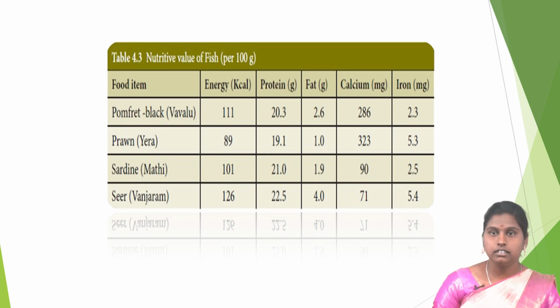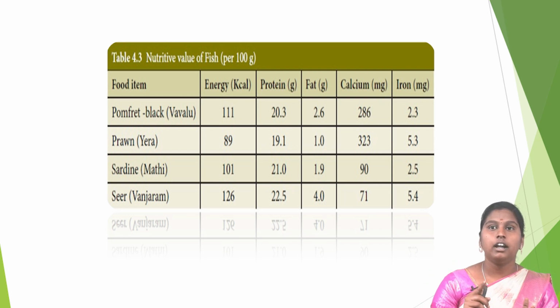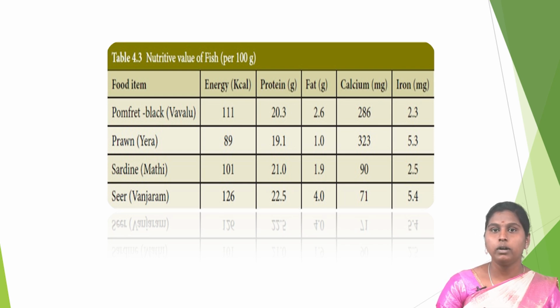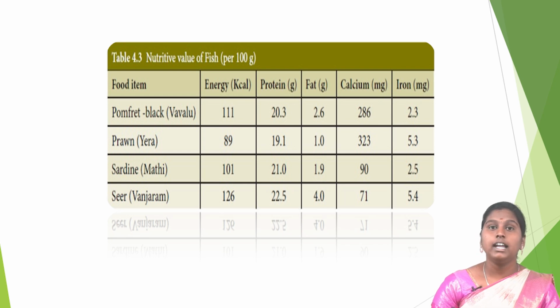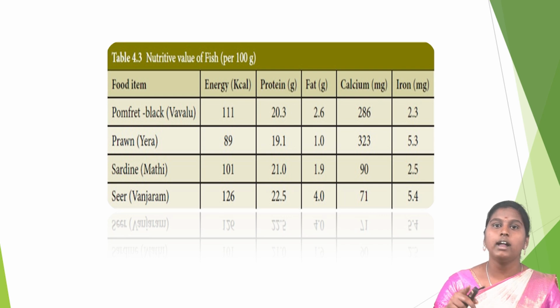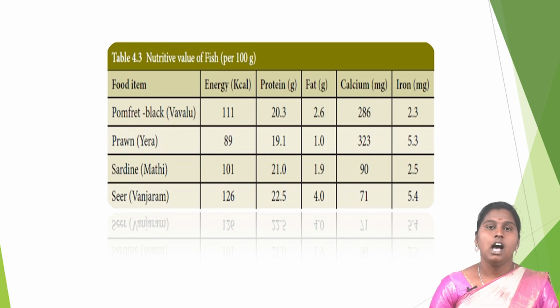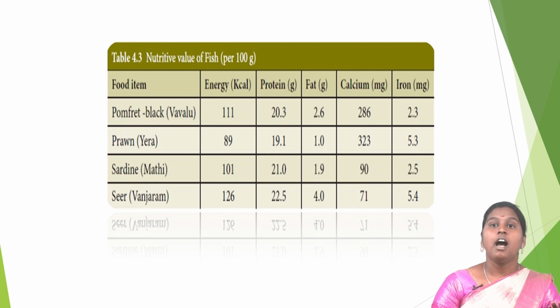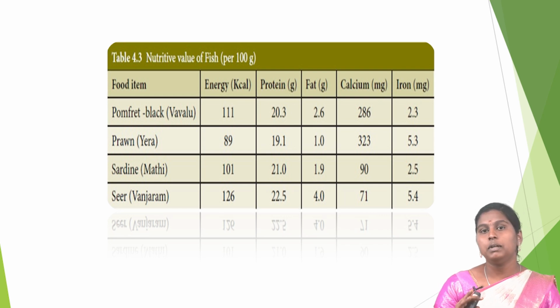Next, sardine. This is called mathi fish, 101 kilocalorie of energy, 21 gram of protein, 1.9 gram of fat, 90 milligram of calcium, 2.5 milligram of iron. Next, seer. Another name is Vanjaram fish, 126 kilocalorie of energy, 22.5 gram of protein, 4 gram of fat, 71 milligram of calcium, 5.4 milligram of iron.